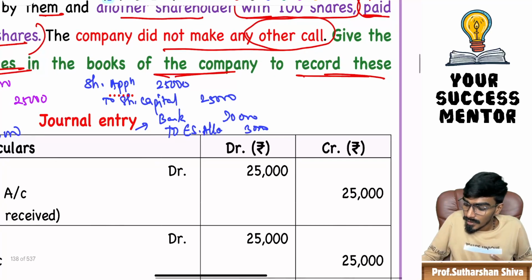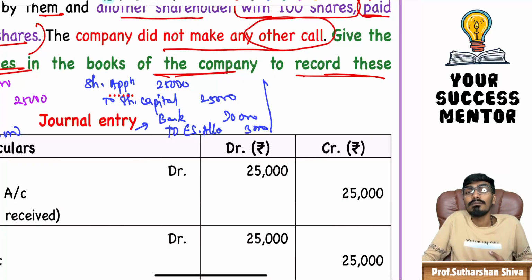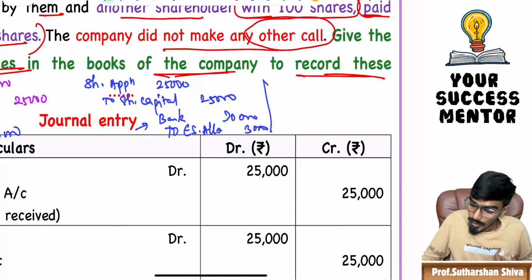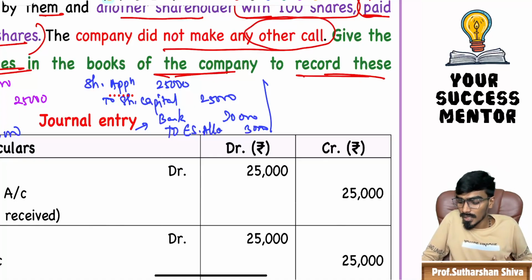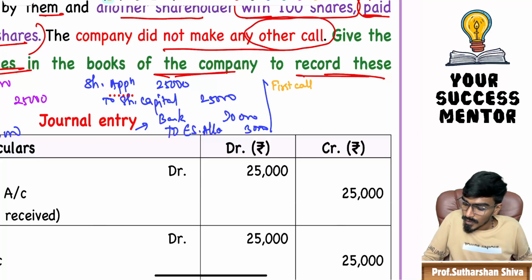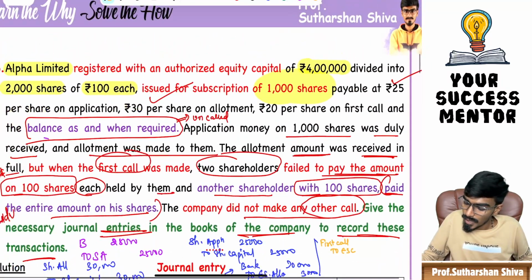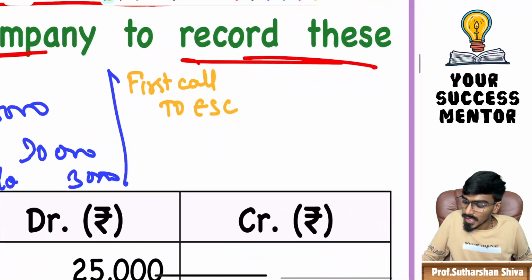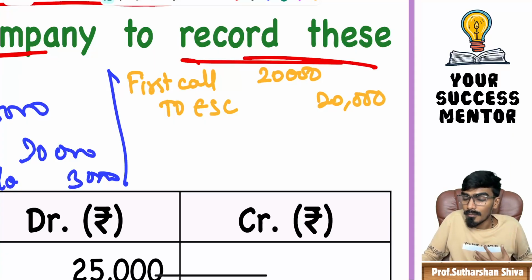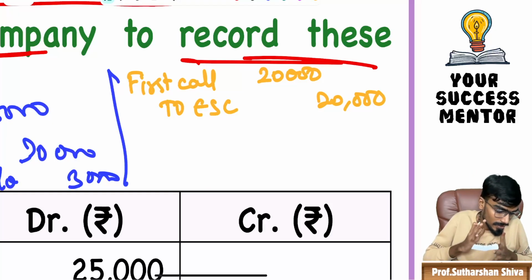Now the main role comes into the picture, which is with respect to first call. What is the first call money due entry? Equity share first call to equity share capital. At what value should I pay? 20 rupee. 20 rupee on 100 shares. Sorry, 1000 shares. 20,000. Now only the major picture comes into the picture.